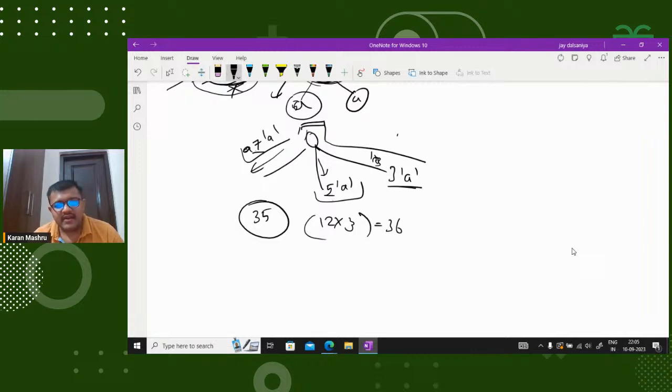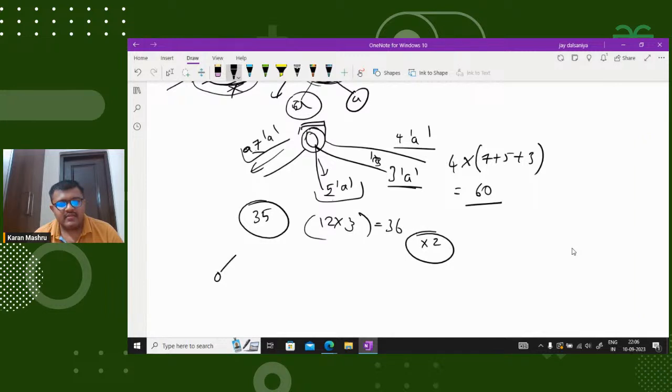Similarly, here there are four A's. Then the total number of paths where this is the middle element, one of the A's is from here and one of the A's is from the remaining elements, is how much? 4 into 7 plus 5 plus 3, which would be 12 and 3, 15. This would be 60. And at the end, we will multiply all of them by 2, because this path and this path are considered two different paths, right? So that is one case.